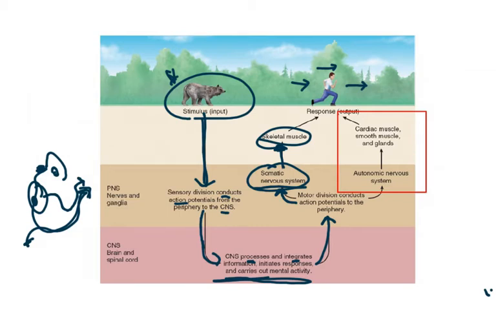Also, at the same time, we're going to have the autonomic motor division respond as well. This is what we're going to be talking about today, these controls that come automatically from the autonomic nervous system. And that's going to give us input to places like our cardiac muscle. When you see the bear, probably your heart rate is going to go up quite a bit.